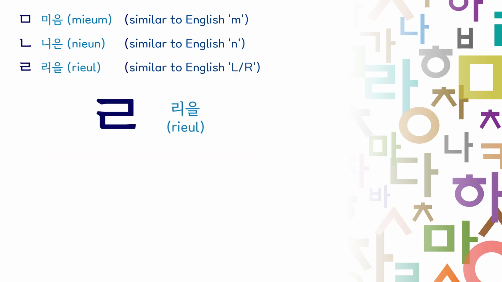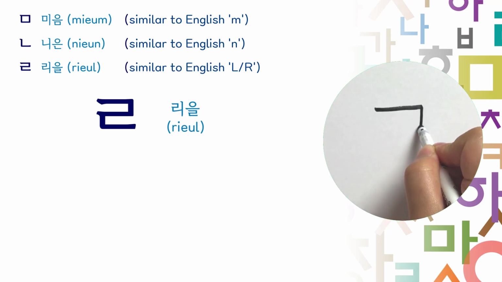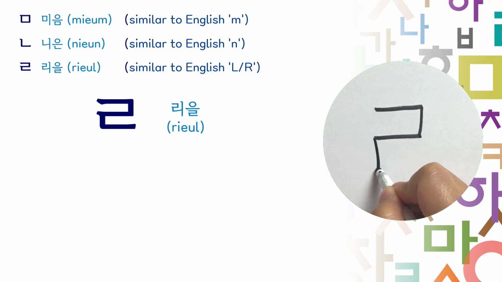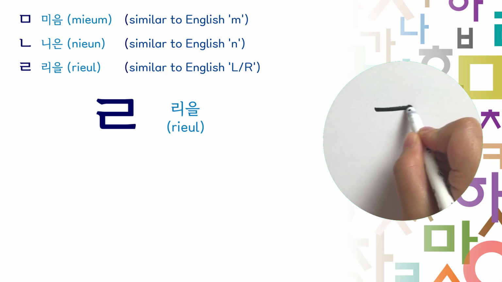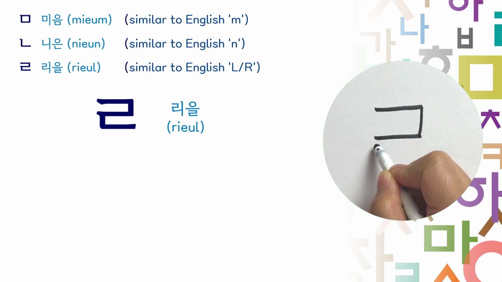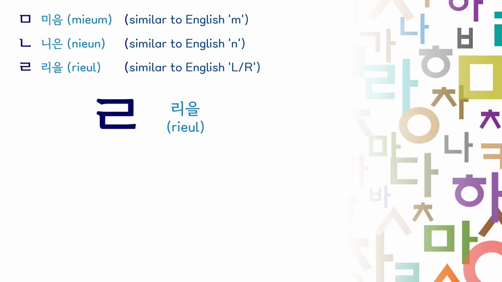Finally, we have 리을, and 리을 is written like this. Generally, 리을 is similar to the English L sound, so it's l, l, l. However, the sound of 리을 can change depending on the position of the syllable and other sounds nearby.